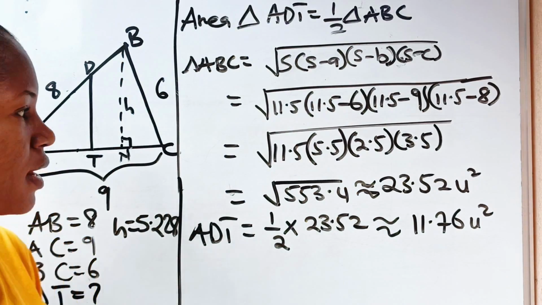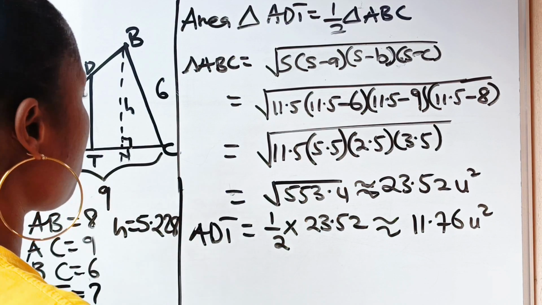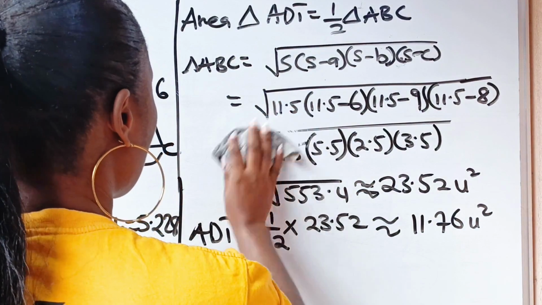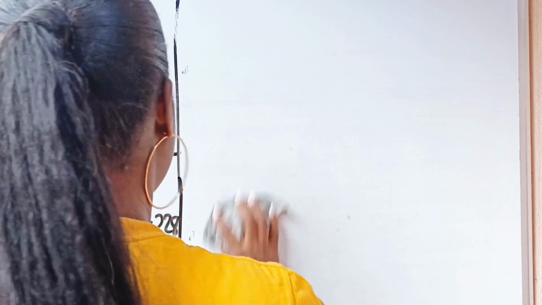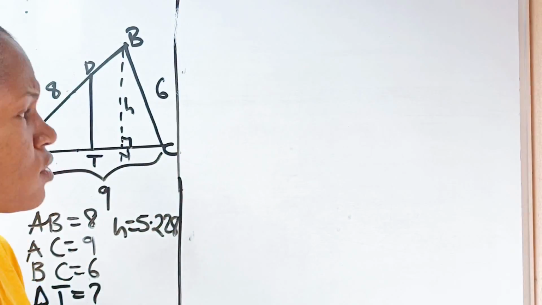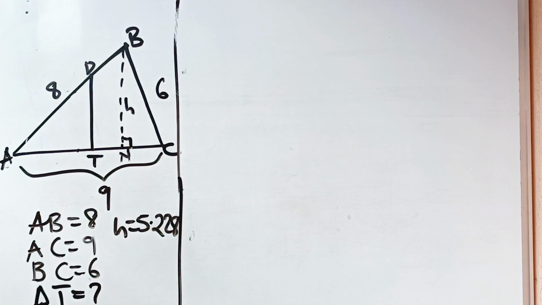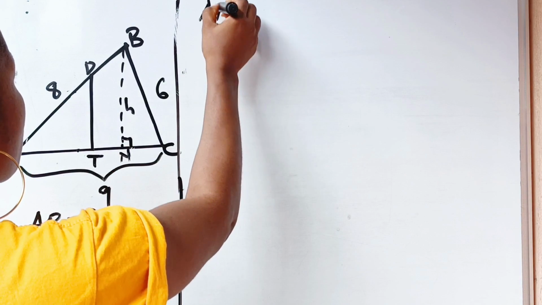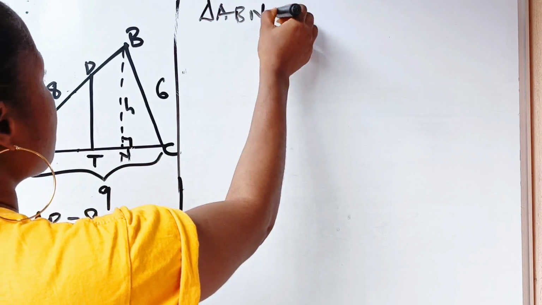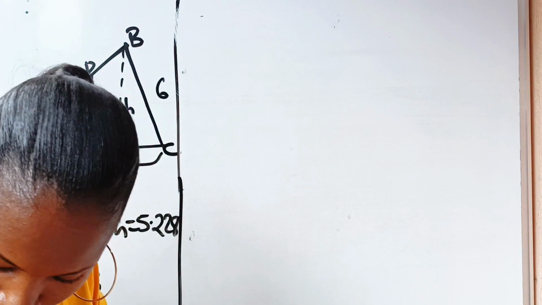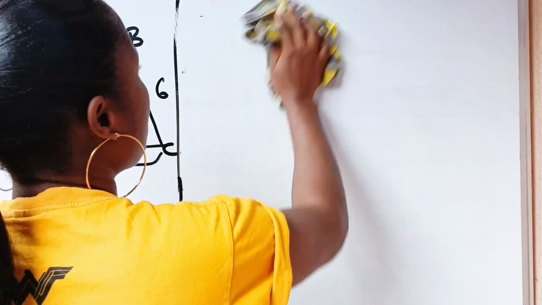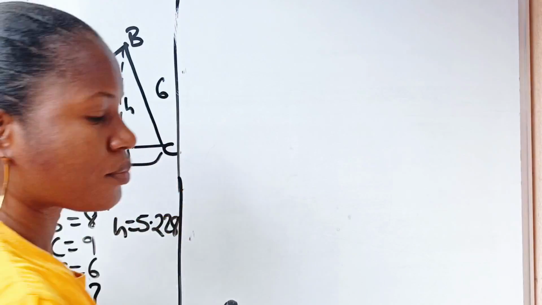The area of triangle ABN cannot be found if we don't know the side AN, right? Why do I say that? Now for triangle ABN, the only way to get its area is to use half base times height, okay? So the area of triangle ABN is equal to half base. I don't know if you can see that. This is wet somehow. Okay, so let me draw it very well.